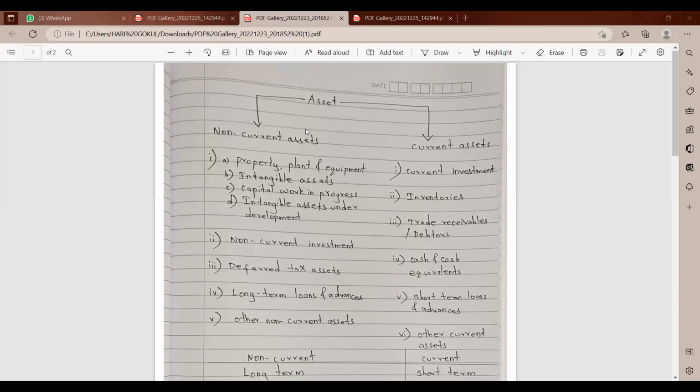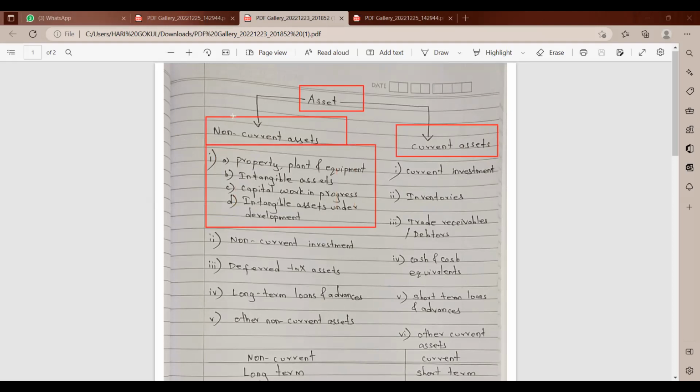Okay, right now the asset classification. I haven't given the asset classification. It can be of two types: non-current assets and current assets. One more classification is also there. I will show you. Right now, just go with this flow. After explaining liability, I will show you the classification of assets I have in my notes, maybe in the next session, within 10 minutes.